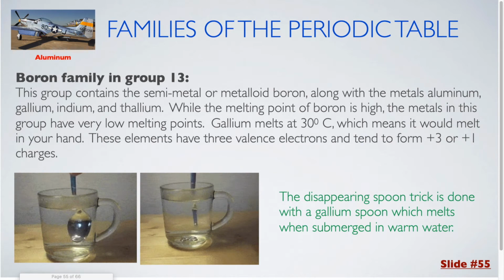The boron family is in group 13. This group contains the semimetal or metalloid boron, along with the metals aluminum, gallium, indium, and thallium. While the melting point of boron is high, the metals in this group have very low melting points. Gallium melts at 30 degrees Celsius, which means it would melt in your hand. These elements have 3 valence electrons and tend to form either +3 or +1 charges.